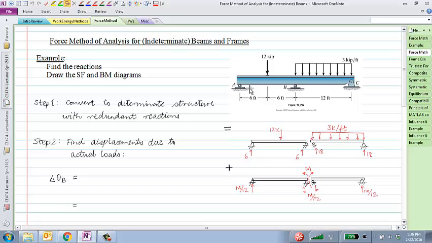What's the degree of indeterminacy of this structure? 1. So if I remove one of the supports, it becomes a simply supported beam, right? And there are some loads applied to it, and the problem simply says find all the reactions A, B, C. Clearly, it's an indeterminate structure. You cannot use only equilibrium to find it. And once you find the reactions, you need to draw the resulting shear force and bending moment diagram.